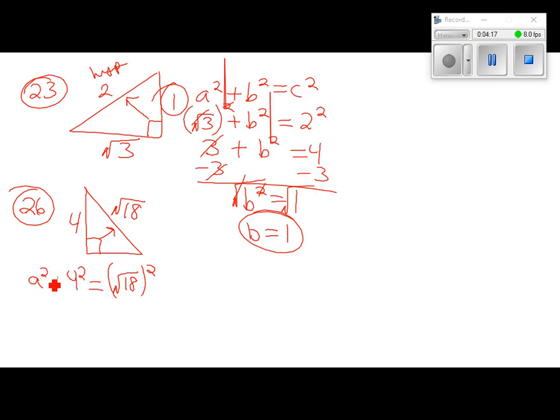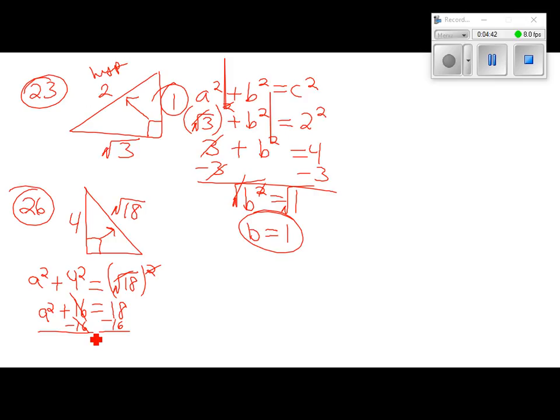A squared. Does it matter which one A and B is? No, it doesn't make any difference. A squared is just going to stay A squared. What's 4 squared? 16. That's 18. These cancel out and you're left with just 18. Now what? Minus 16 on both sides. A squared equals 2.